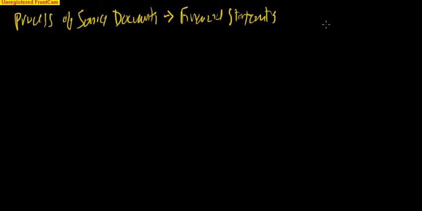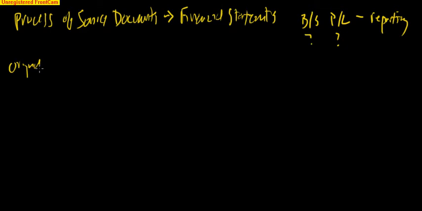Remember we talked about we're going to end up with a balance sheet. We're going to end up with a P&L, an income statement, a statement of owner's equity. These are all part of what we are actually reporting, right? But where does it come from? What's behind these things? Well, the whole thing starts with a source document, an original source document.